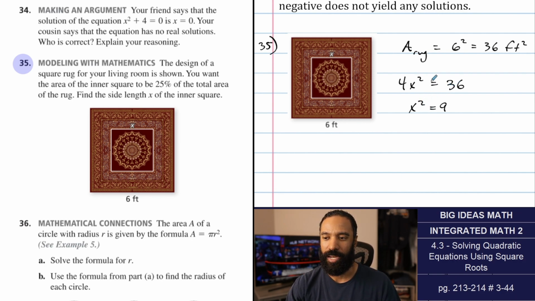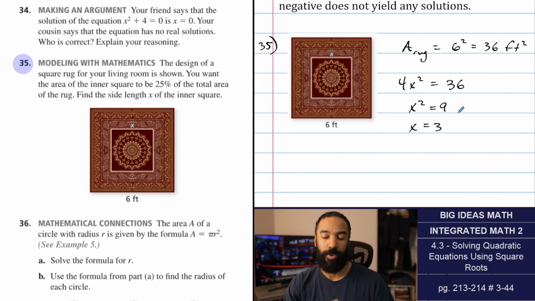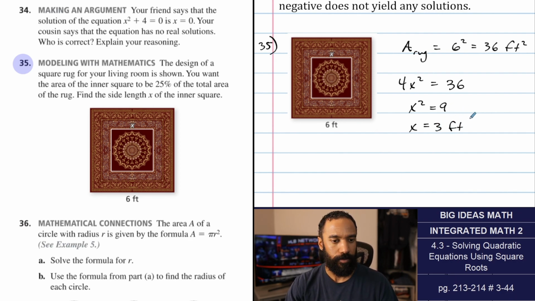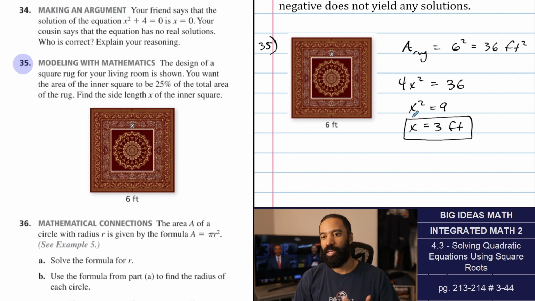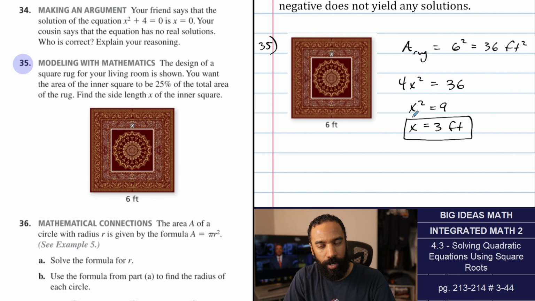So x squared is 9. You take the square root of both sides, we're going to get 3. Remember, there's no negative 3 for the sake of the word problem. But the side length x of the inner square would be 3 feet. Now, that might sound wrong to you, where you're saying, wait, Mr. Robinson, that's only half of that. They said they wanted it to be 25%. Shouldn't it be 1.5? Shouldn't you divide 6 by 4?